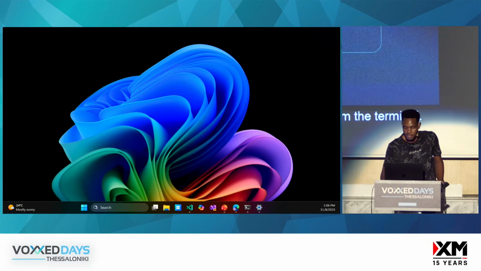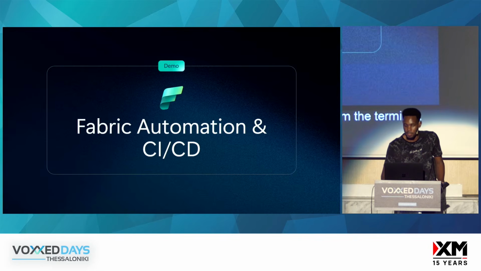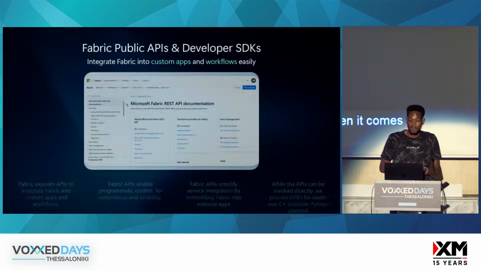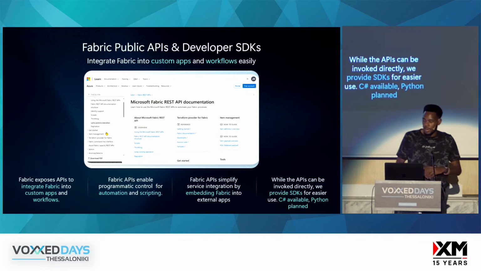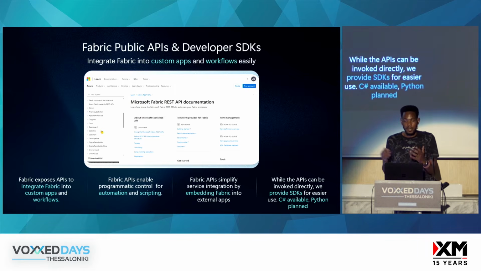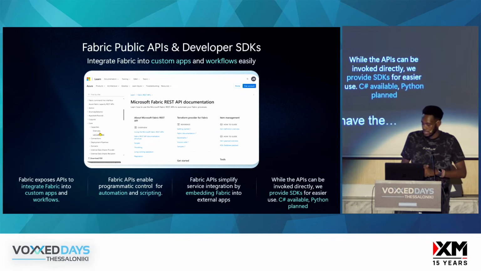So that's the first thing when it comes to developer automation. We have the CLI, we have the MCP, and we have the pipelines that you can use, and also the integration with CI/CD.